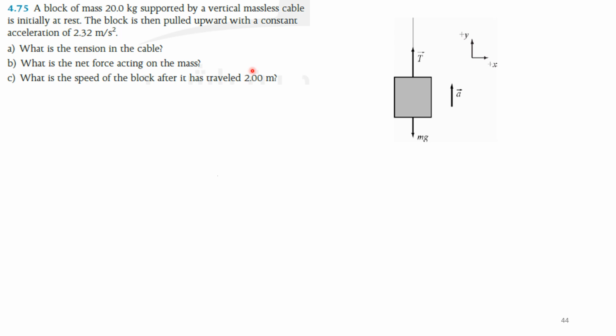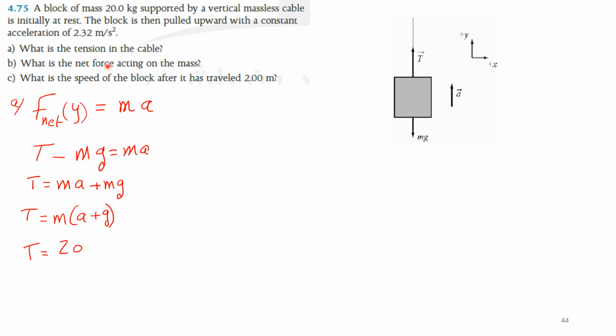We are also applying Newton's law. F net equals ma. This is Newton's second law because acceleration exists. What are the forces here? The tension is upward and the force of gravity is downward. So it's plus T minus mg equals ma, Newton's second law. To calculate T, we just replace the mass, acceleration, and gravity. We already know it's 9.8. So the cable is supporting a force of 242 Newtons.